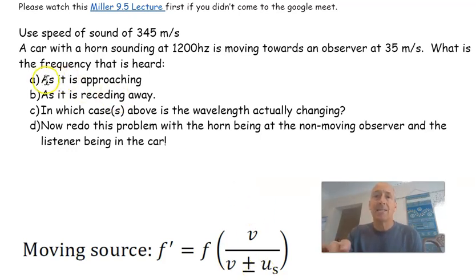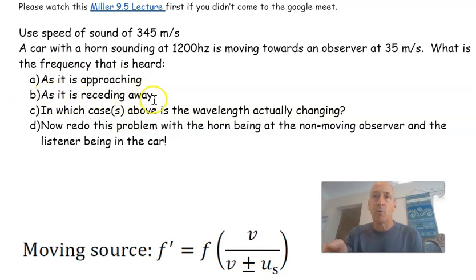In any case, as it is approaching, there you're standing there, this car is coming towards you. Hopefully you'll move out of the way, but you're not going to hear 1200. You're going to hear a higher note, a bigger note, right? Because it's going to be higher pitch because of the Doppler effect of it coming towards you. So if this number needs to be bigger because it's approaching, then we're going to put a negative down there.